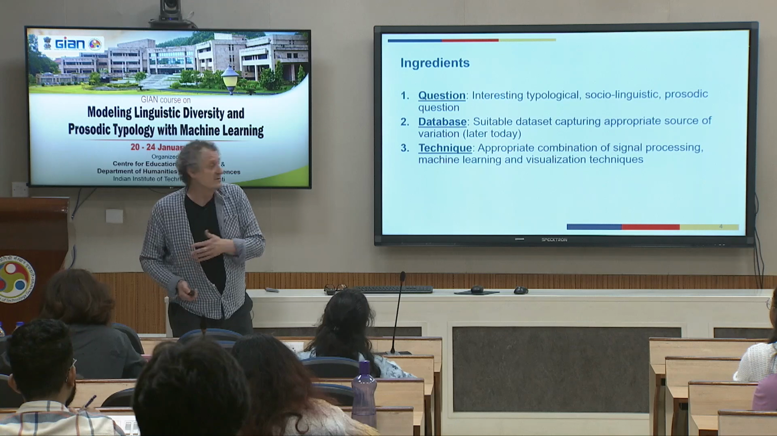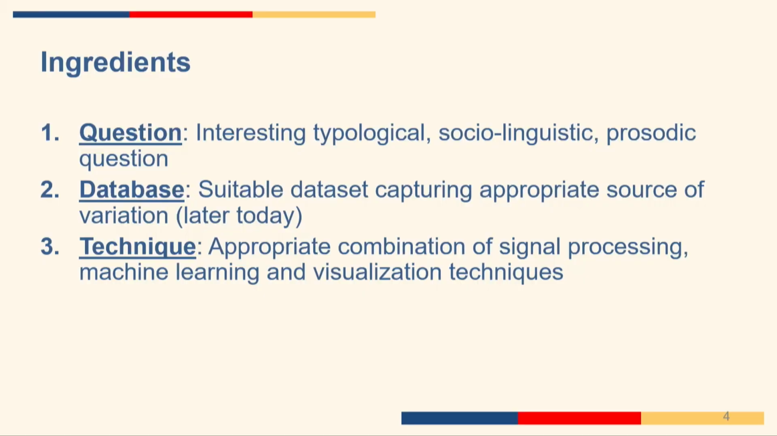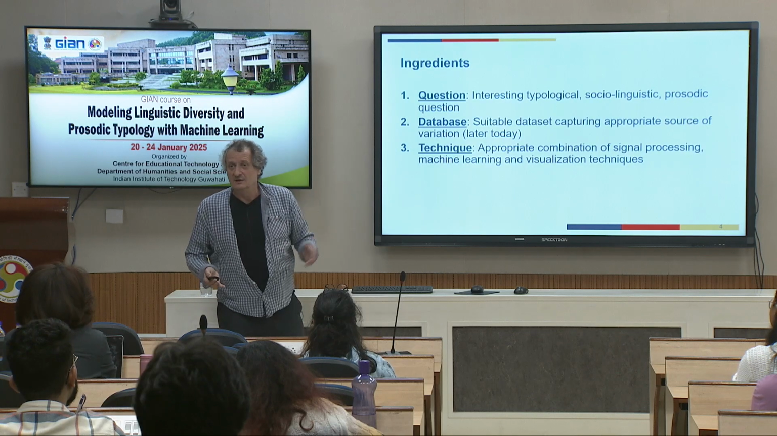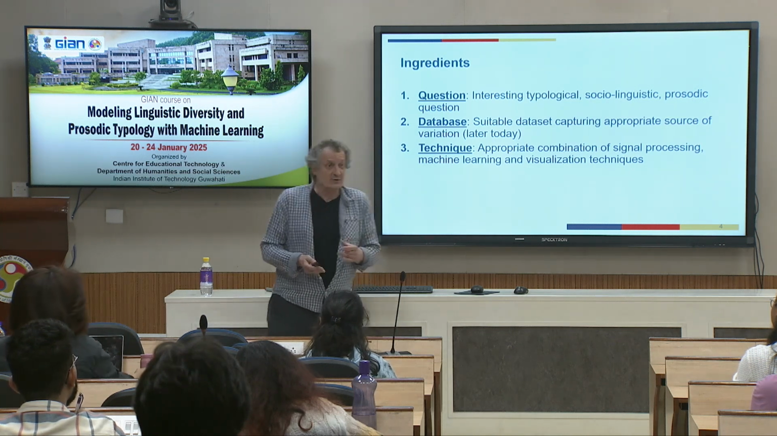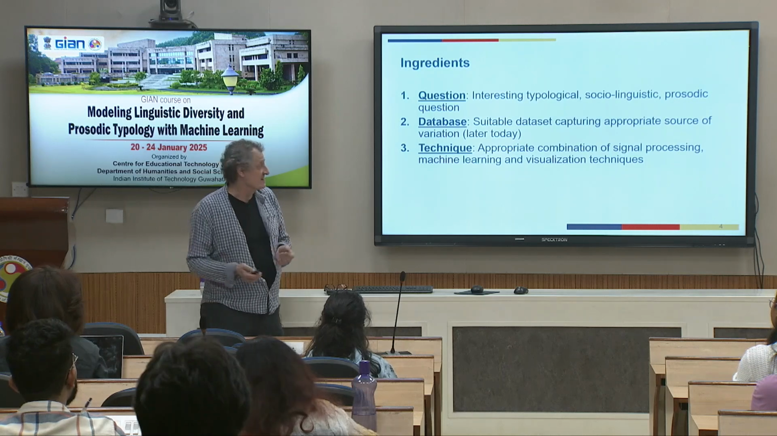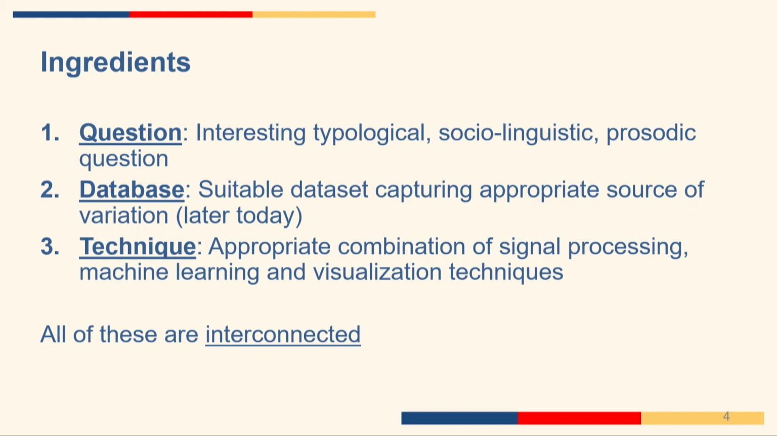And of course, then we need a technique, some particular methodology. We need some appropriate combination of signal processing, in this particular case machine learning, and visualization techniques. Of course, machine learning might not be the appropriate method, so you might use some statistical analysis, random effect models or some more straightforward analysis or anything. Quantitative analysis, qualitative analysis, all of those things are possible. All of these three ingredients are interconnected, of course.